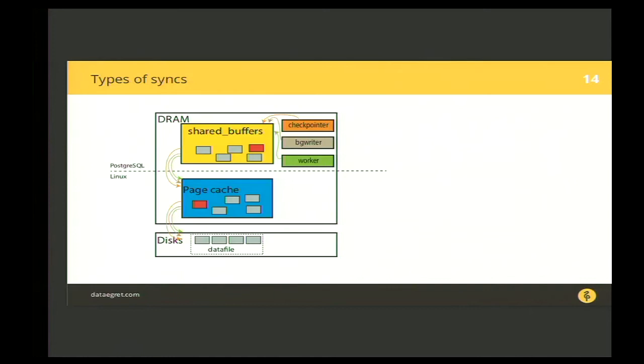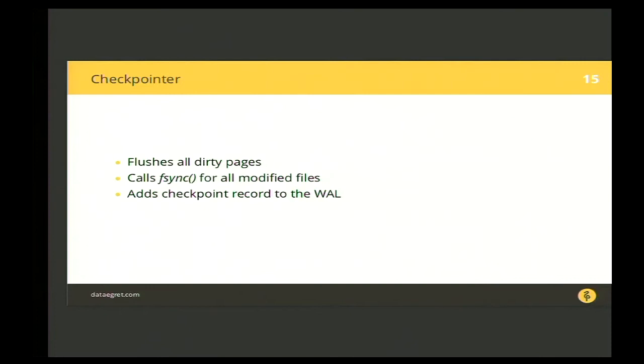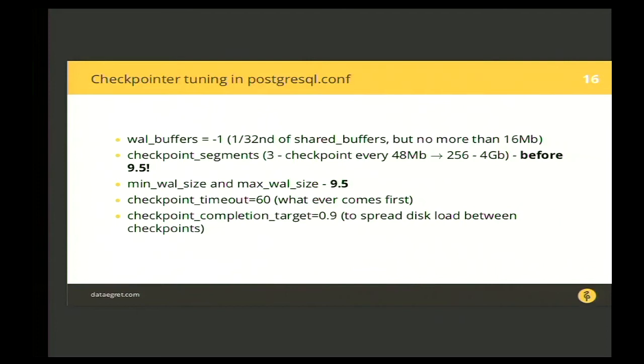So what does the checkpointer do, short summary? It flushes all the dirty pages, basically by calling fsync for open files, and adds a checkpoint record to the WAL. In Postgres, you can tune the checkpointer to be more efficient. Well, the first thing is the parameter we call wal_buffers.